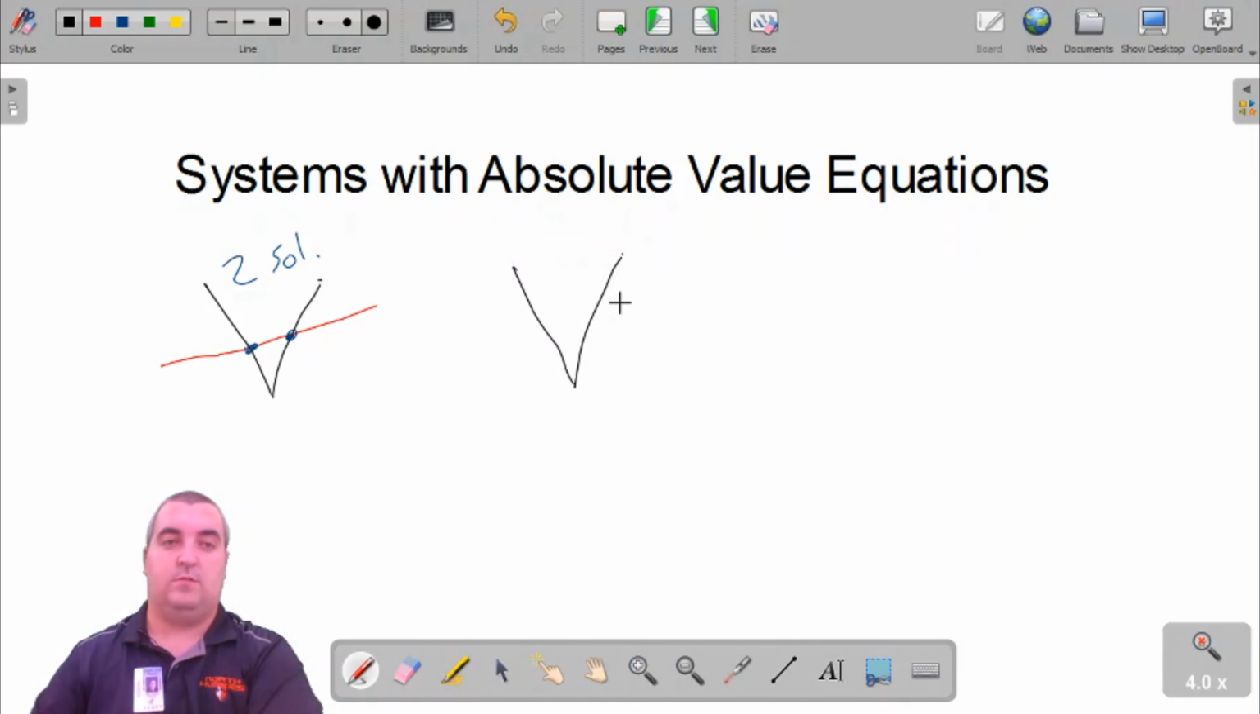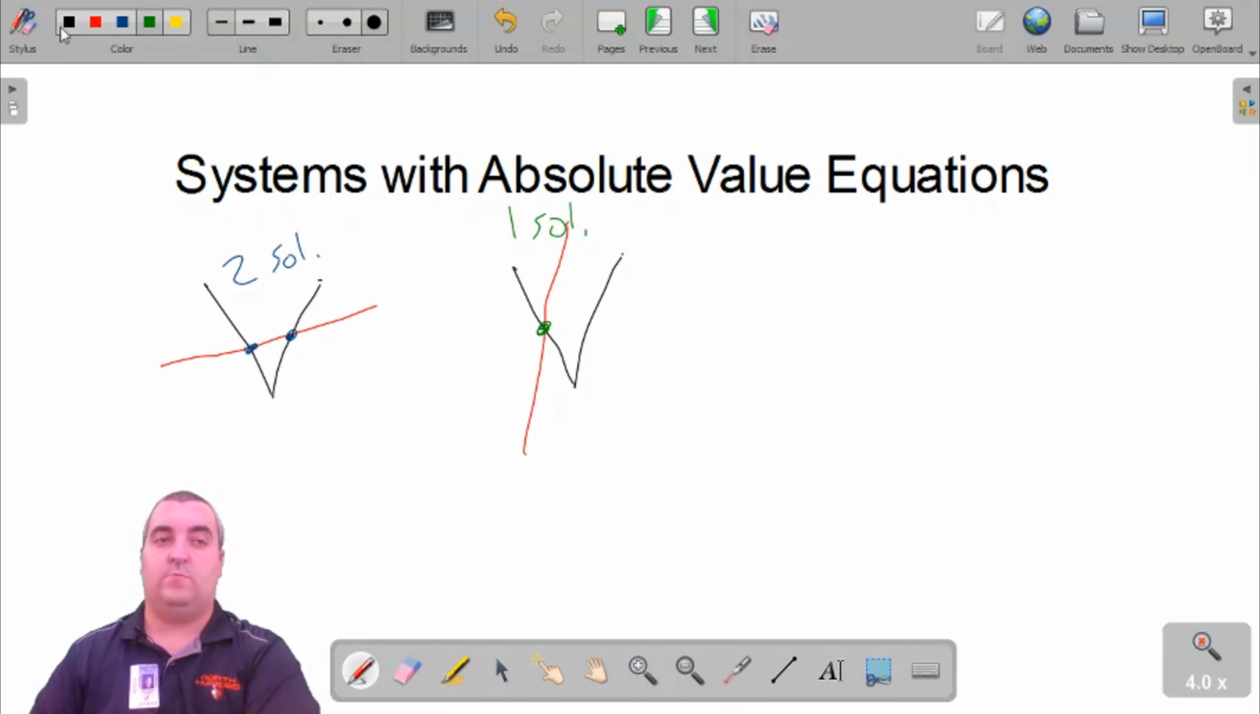Another one, as you could probably guess, is if there is one solution. So you can see here that this line hits one of the sides, but because of the slope, either they're the same slope or possibly this one's even steeper, they won't ever touch. So we have one solution. And once again, it's that intersection point.